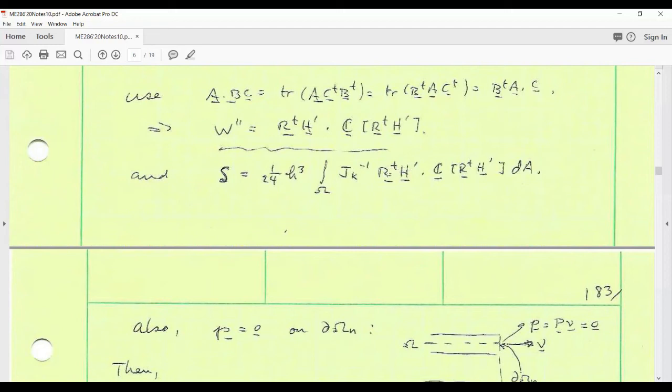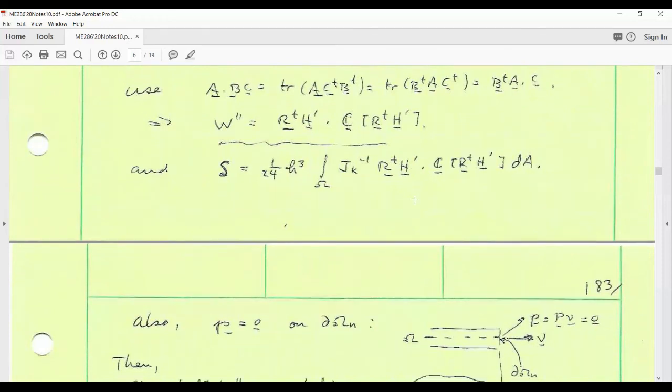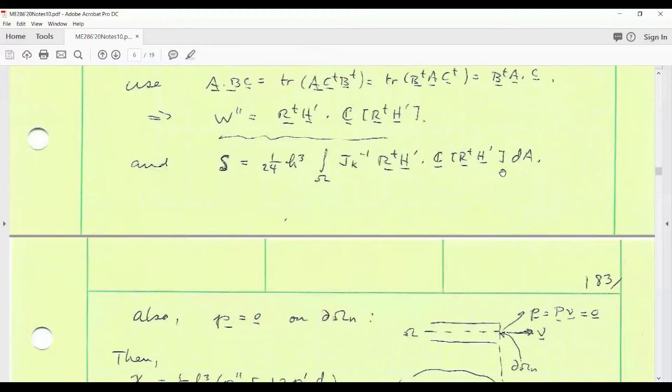That's still H, and H involves F and K. And H prime also involves F and K, F prime and K prime. So the plastic deformation is embedded in this formula. Okay.